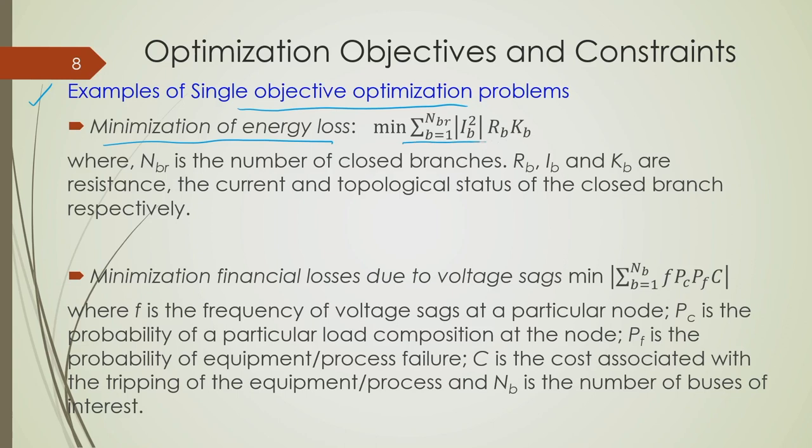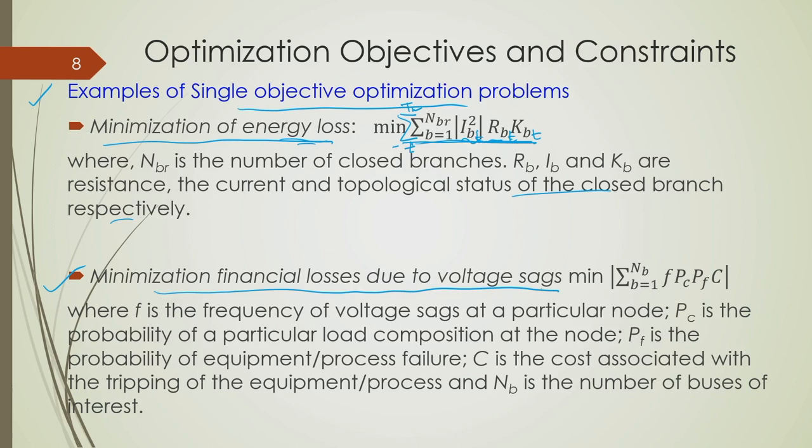This is the mathematical expression for minimization of energy loss, where you can see the I square r of each individual feeder branch is considered, according to the status of these switches, and this is minimized over a certain period of time, and that will give you the minimization of energy loss. In fact, this should be minimized with t equal to 1 to a certain time horizon, and all of these terms should have subscript t.